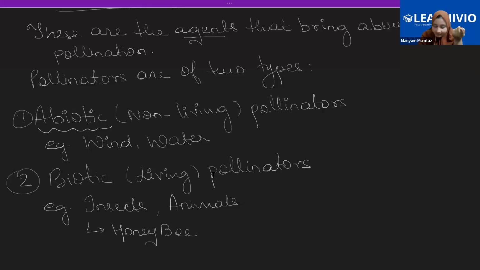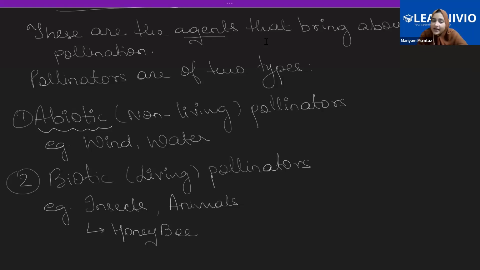Understood? Examples of living pollinators would be insects, animals, birds, right? The most common type of biotic pollinators are honeybees. After that, we have the abiotic pollinators, which are the ones that are non-living, such as wind and water.